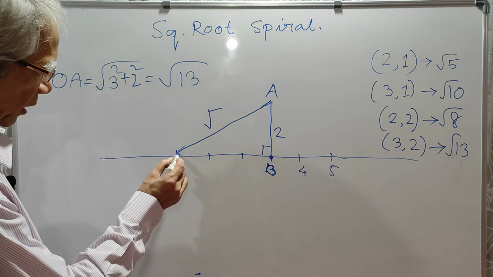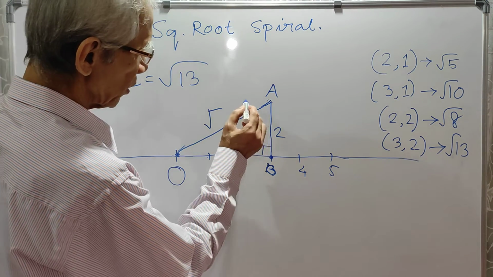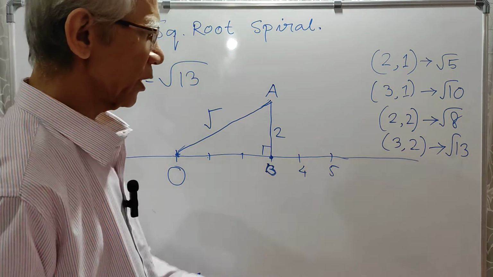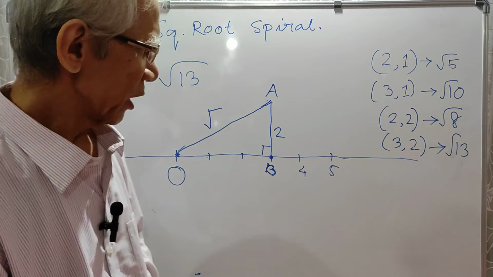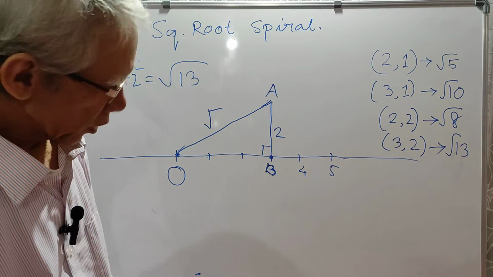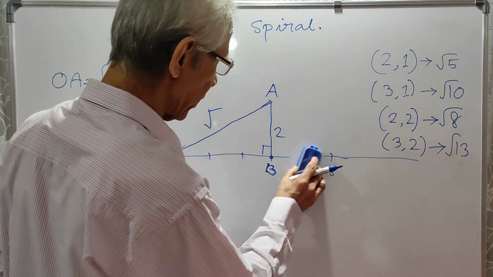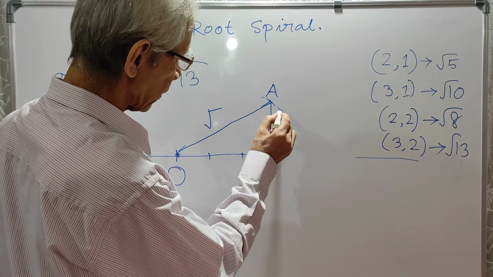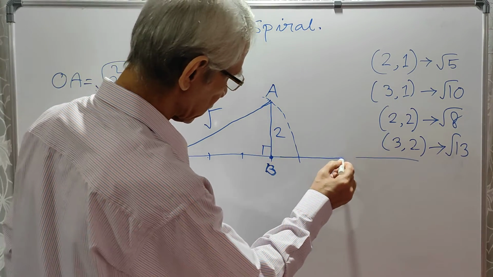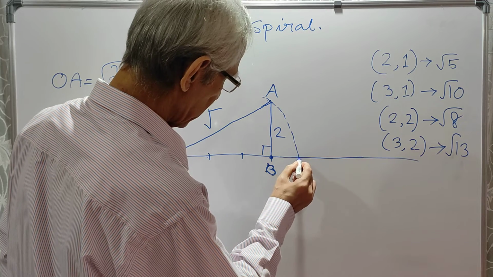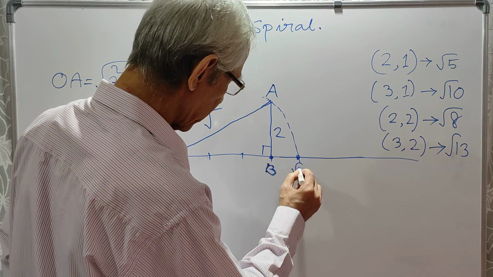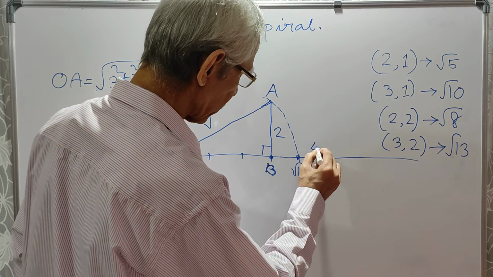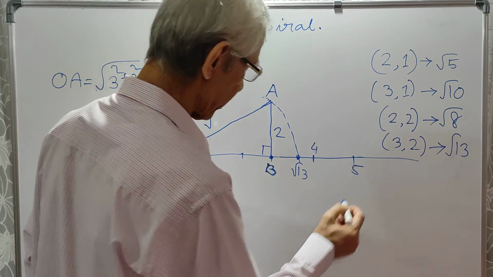So from here, taking this as center, this as radius, you draw an arc. Now root 13 is less than root 16, so it will be less than 4. So this point will indicate root 13. So it will be between 3 and 4. This point is 4. This point is 5, like that.